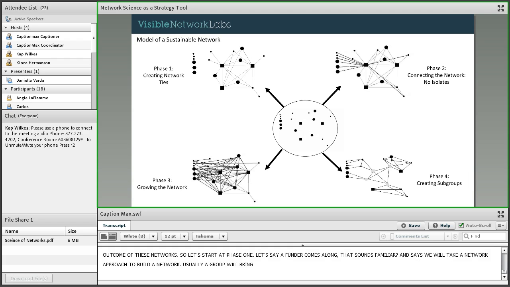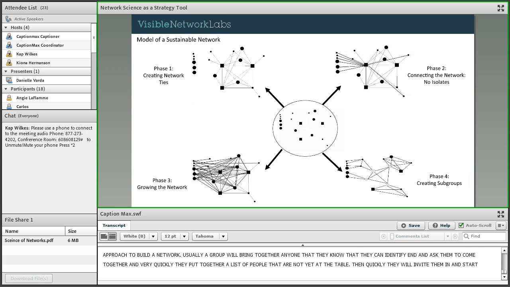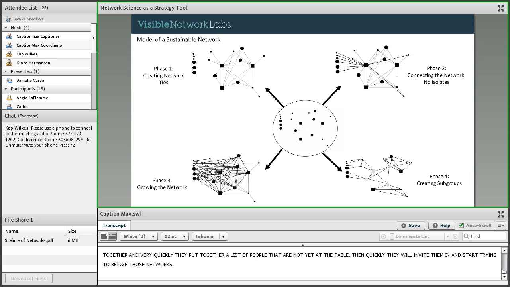Let's say a funder comes along, sounds familiar, right, and says, we're going to take a network approach, so build a network. Usually what a group will do is they'll bring together pretty much everyone they know that they can identify, and they'll ask them to come together to start thinking about that network building. And then very quickly they'll usually put together a list of people that are not yet at the table, that may not already be included.